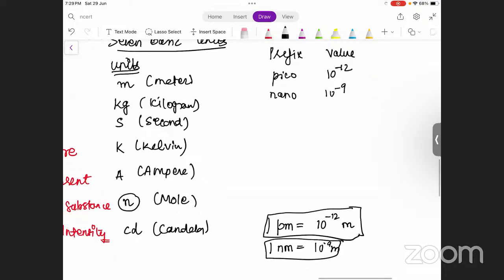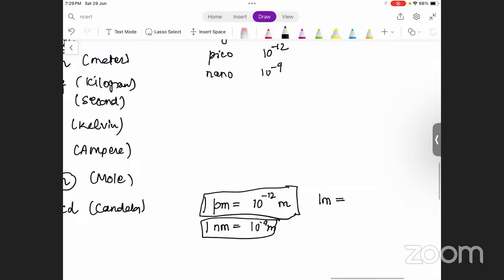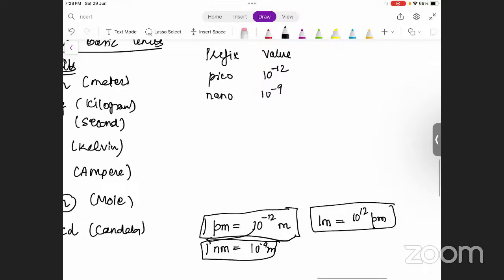And I hope then you can write, if I ask you what will be the value of 1 meter in picometer, it will be 10 raised to the power 12 picometer. So we just simply took it here, and when the negative power goes up, it becomes positive. So we have pico, nano, micro, milli, centi, deci, and what else is important for us is kilo. So kilo is 10 raised to the power 3.